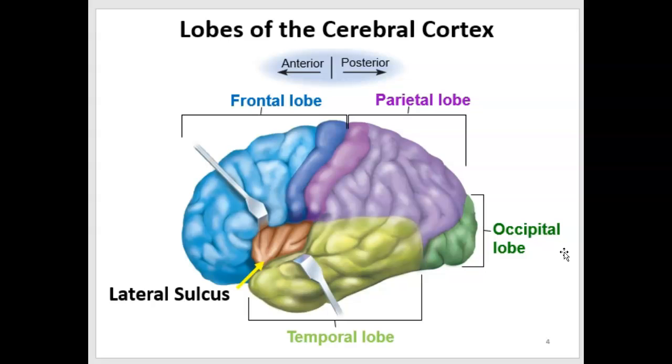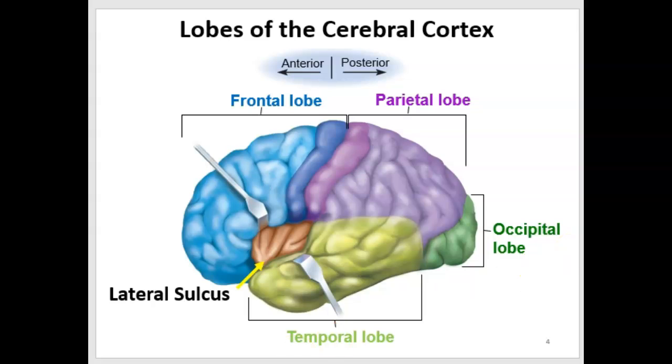So on the diagram, the light blue and dark blue make up the frontal lobe because the frontal bone is on top of it. The parietal lobe is shown in 2 shades of purple, and the parietal bone more or less lies in this region over the brain. And the occipital lobe of the brain is shown in darker green in the posterior region, and the temporal lobe is shown in light green.